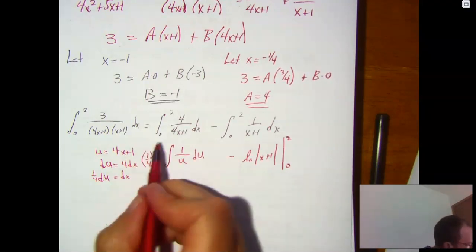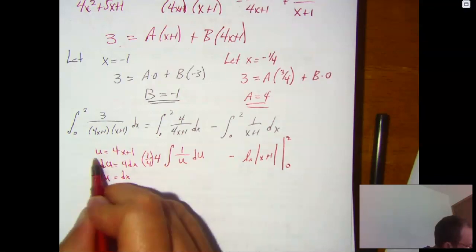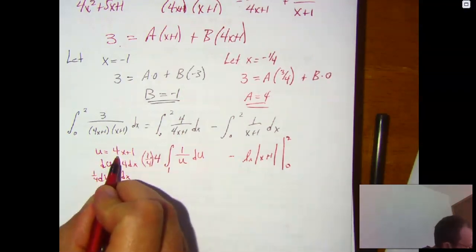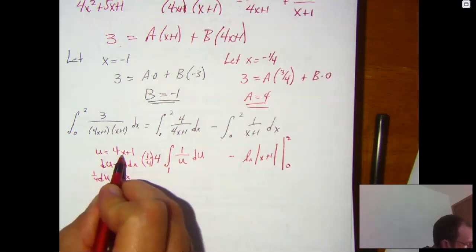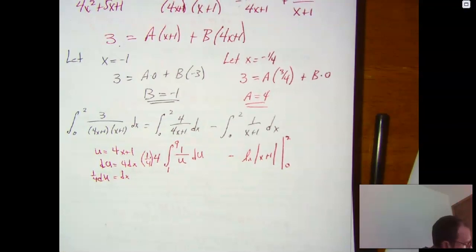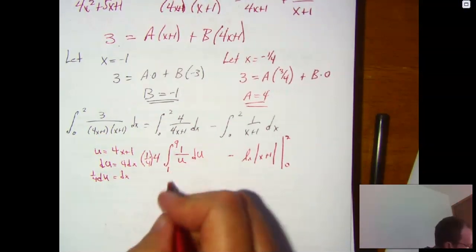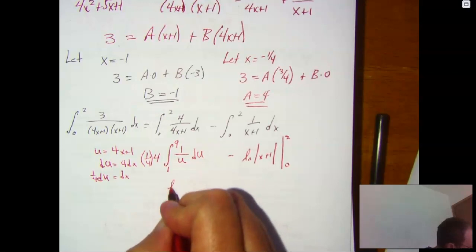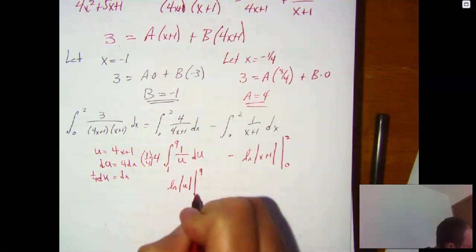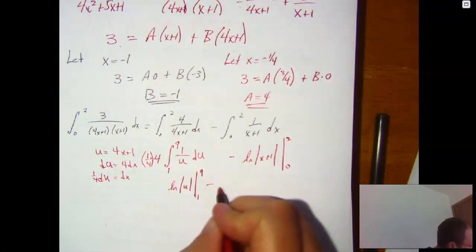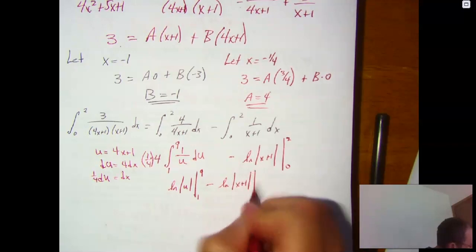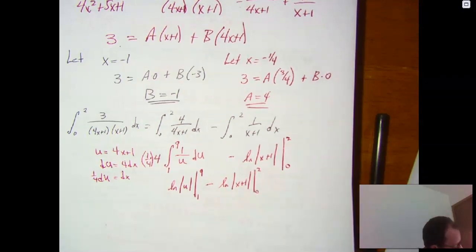If x were equal to 0, then u would equal 4 times 0 plus 1. If x were equal to 2, then u would equal 4 times 2, or 8 plus 1, which would be 9. So when we find the antiderivative of this, we're going to get the natural logarithm of the absolute value of u evaluated between 9 and 1, minus the natural logarithm of the absolute value of x plus 1 evaluated between 2 and 0.